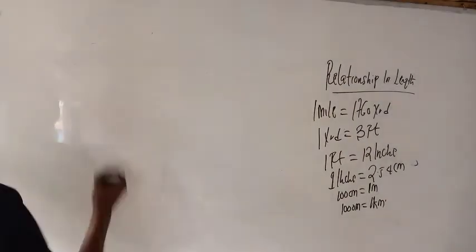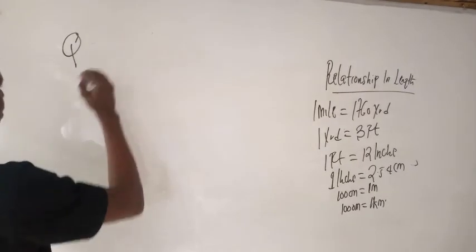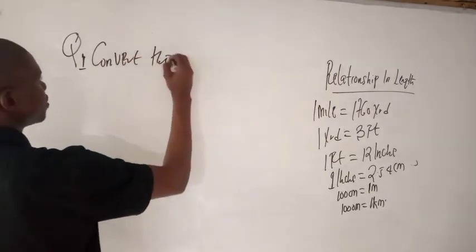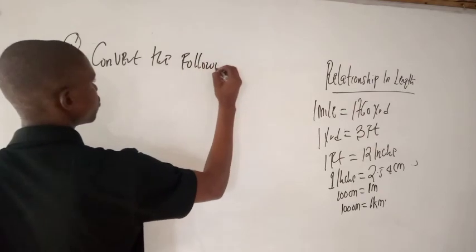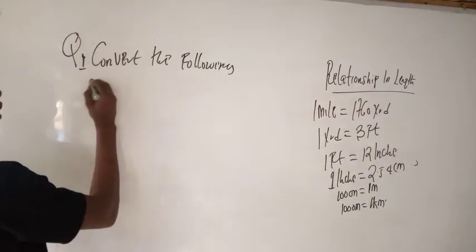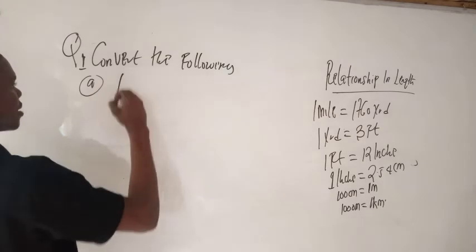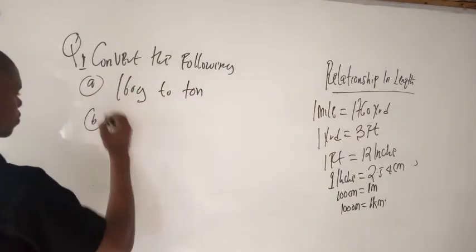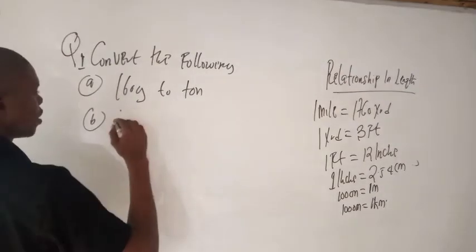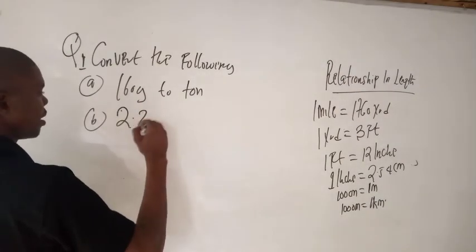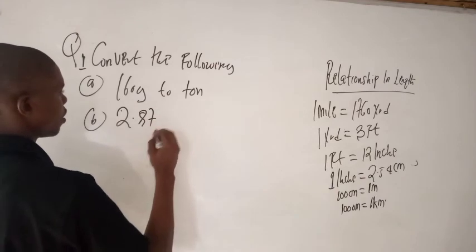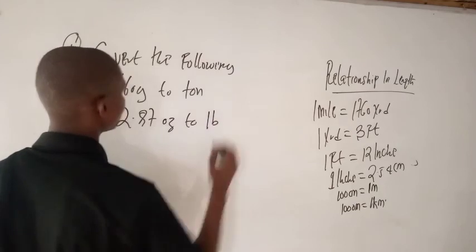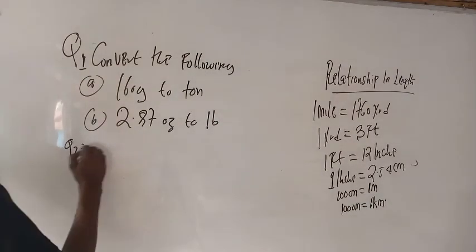So your assignment here, question 1. Convert the following. You have to try this one on your own. A, 160 gram to tons. B, 2.87 ounce to pounds. So try it on your own.